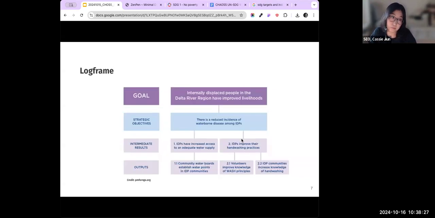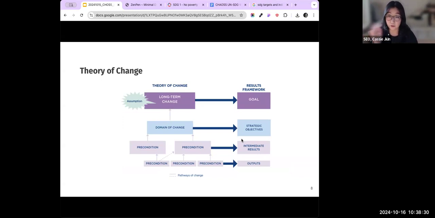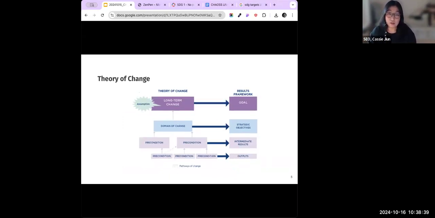Log frame and theory of change are actually used very interchangeably, but theory of change became really popular since around 2000. You start with the long-term change, and then what would be needed for that change. That's where the preconditions people list come in. Output is the lowest level, with the goal being the highest level. So the arrow going up to the goal is why, and the arrow going down is how.